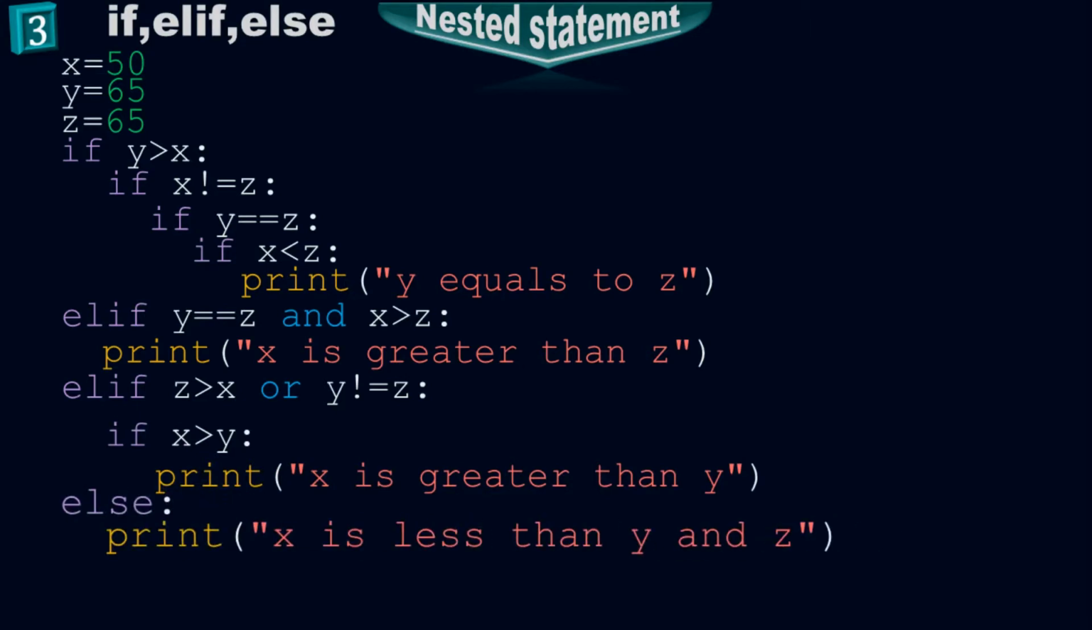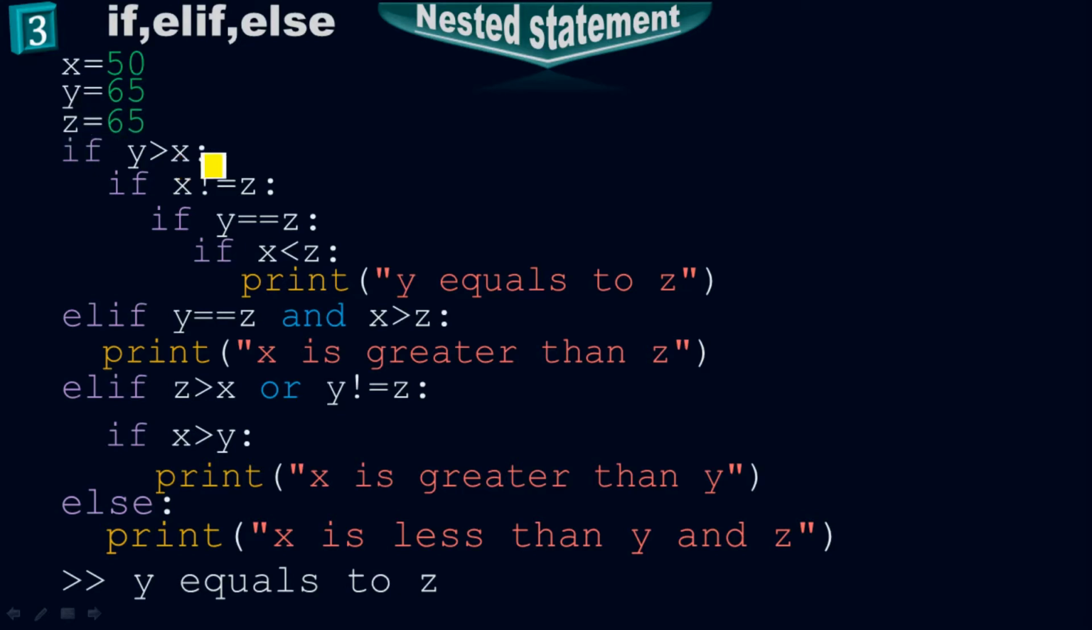Now when you run this program, you will get at the end y equals z. This will be the output of this program when you run it. Look, I have three variables: x equals 50, y equals 65, and z equals 65.